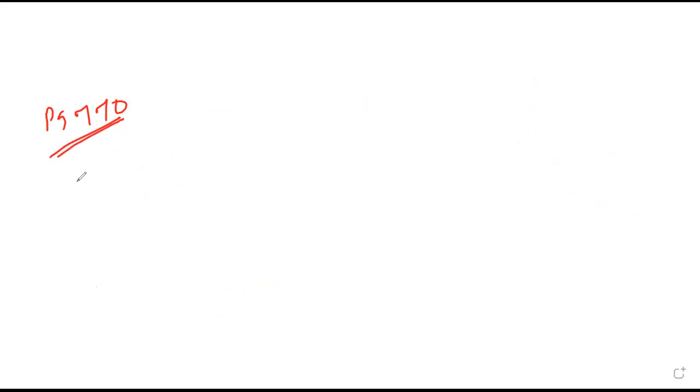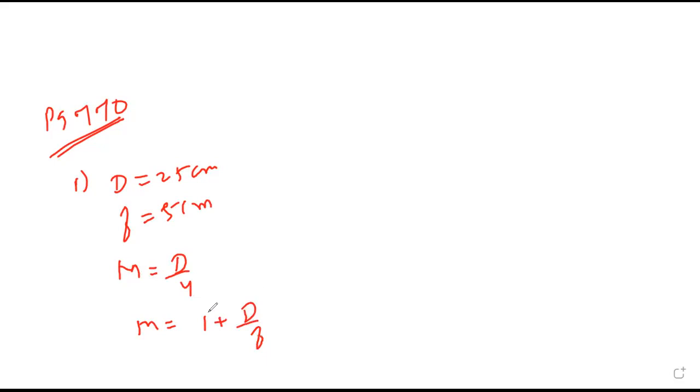First one, the distance of distinct vision D is 25 centimeter. A convergent lens, a simple microscope, has focal length 5 centimeter and is acting as a magnifier of maximum magnifying power. What is the formula for magnifying power? D upon U in general. So maximum magnifying power means the image is at the distance of distinct vision: 1 plus D upon F. So 1 plus 25 upon 5, 1 plus 5 equals 6.